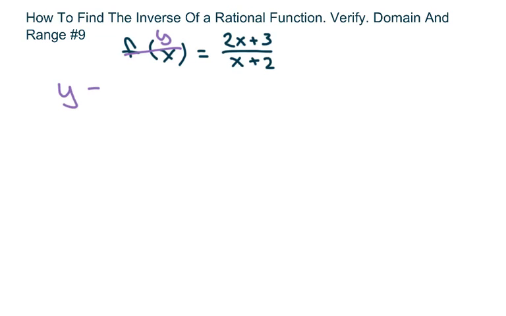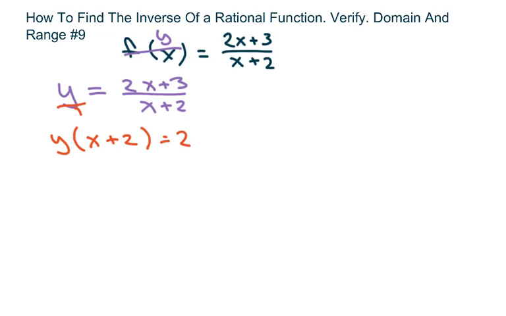So I'm going to write y equals 2x plus 3 over x plus 2. I'm going to cross multiply and put that in fraction form, and clean this up a little. Oops. What do we do? The first thing we need to do is switch the x and the y. So x equals 2y plus 3 over y plus 2. This is our inverse.